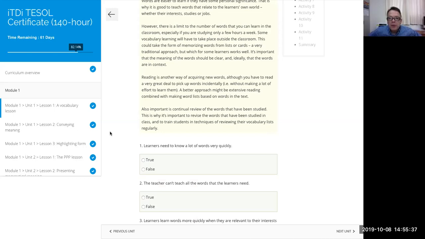Reading is another way of acquiring new words, although you have to read a very great deal to pick up words incidentally, i.e. without making a lot of effort to learn them. A better approach might be extensive reading combined with making word lists based on words in the text. Also important is continual review of the words that have been studied. This is why it's important to revise the words that have been studied in class and to train students in techniques of reviewing their vocabulary lists regularly.